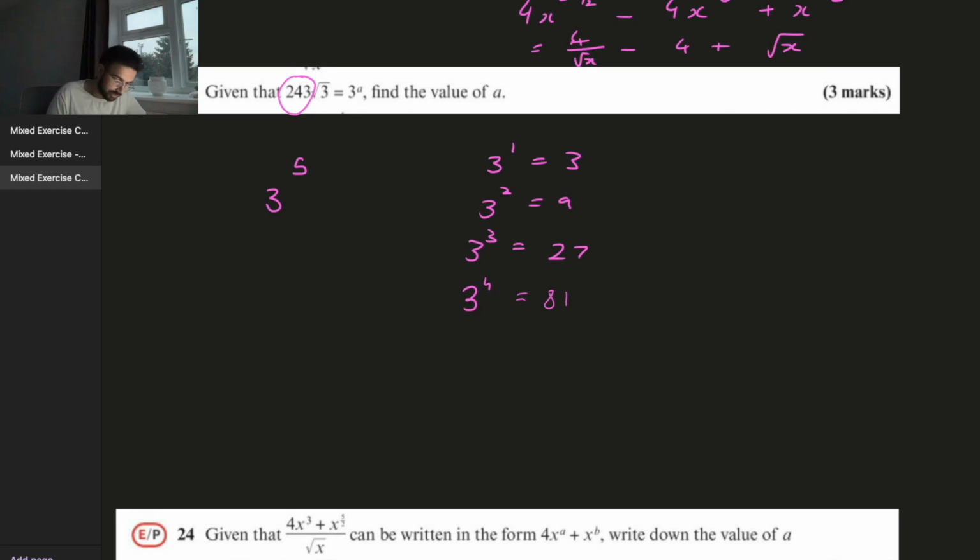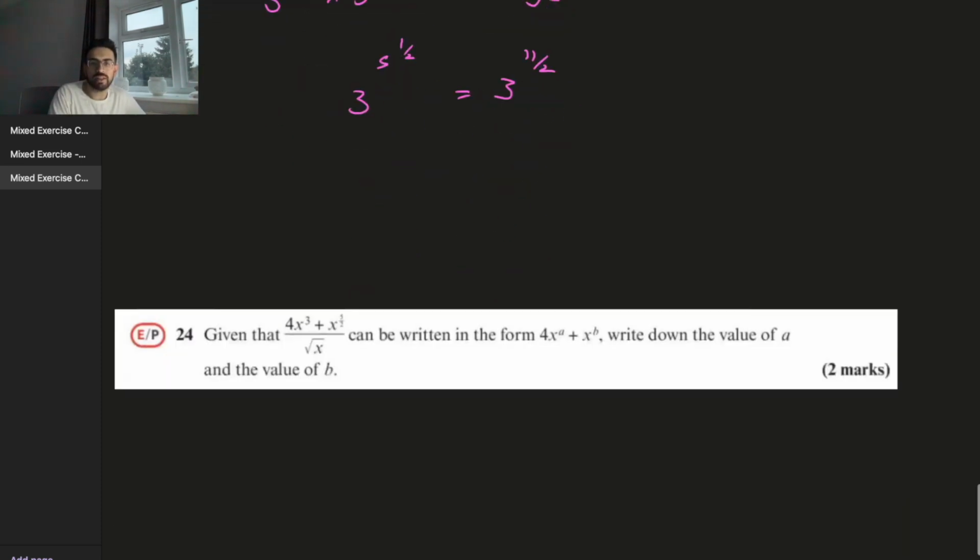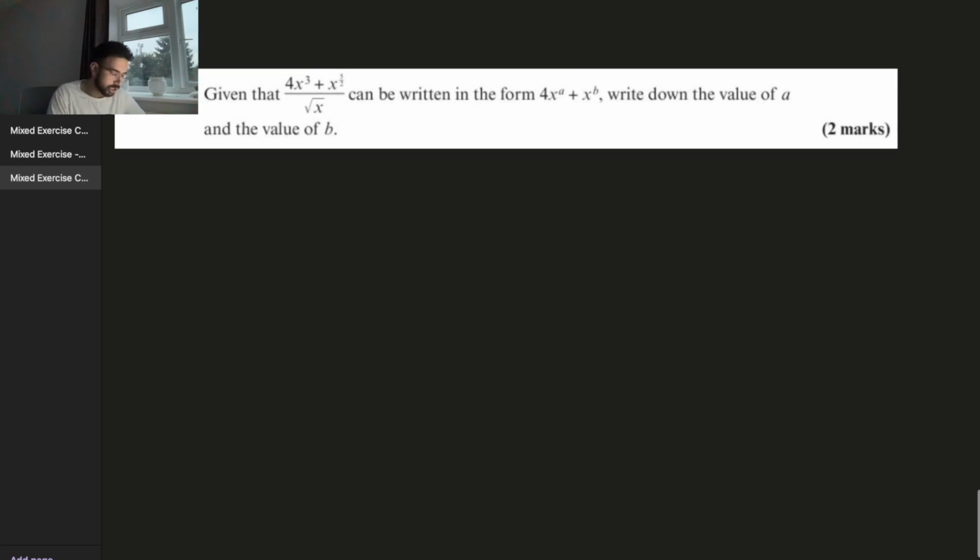So let's get rid of this. So we know that 3 to the power 5 times by 3 to the half is equal to 243 root 3. And we need to express it in 3 to the power a. So simply it's going to be 3 to the 5 and a half, 11 over 2. Very, very simple indeed if you know what you're doing. Okay, the value of a is going to be 11 over 2. Perfect. Let's move on to the last question.